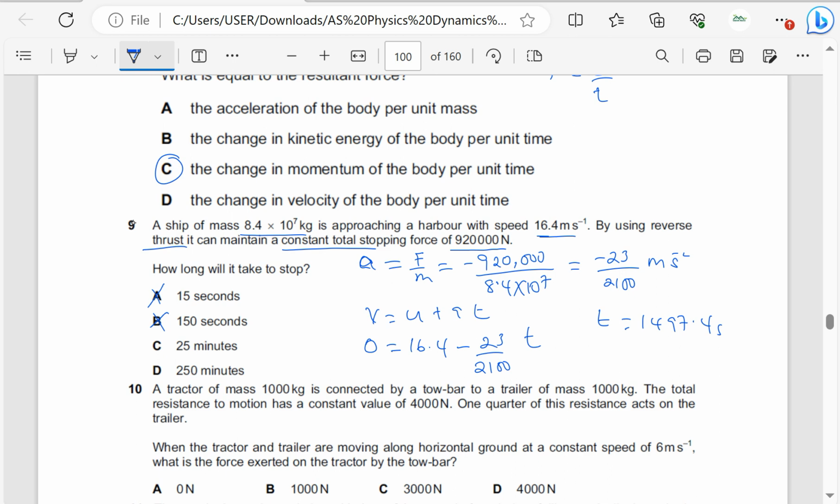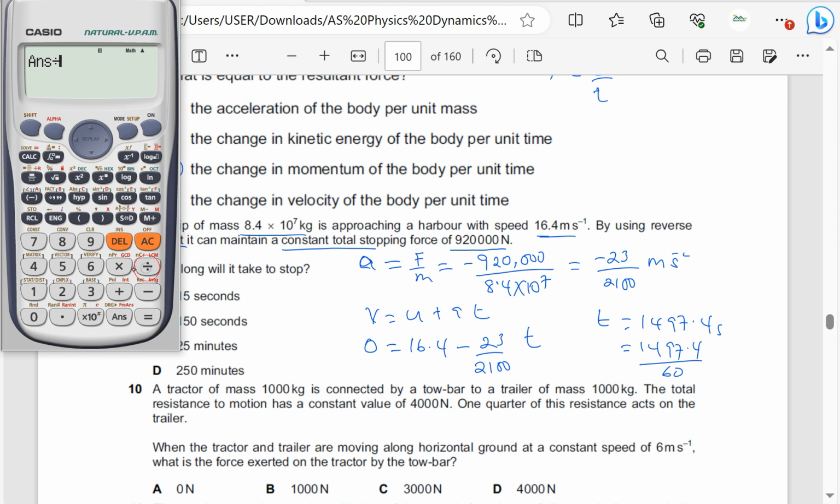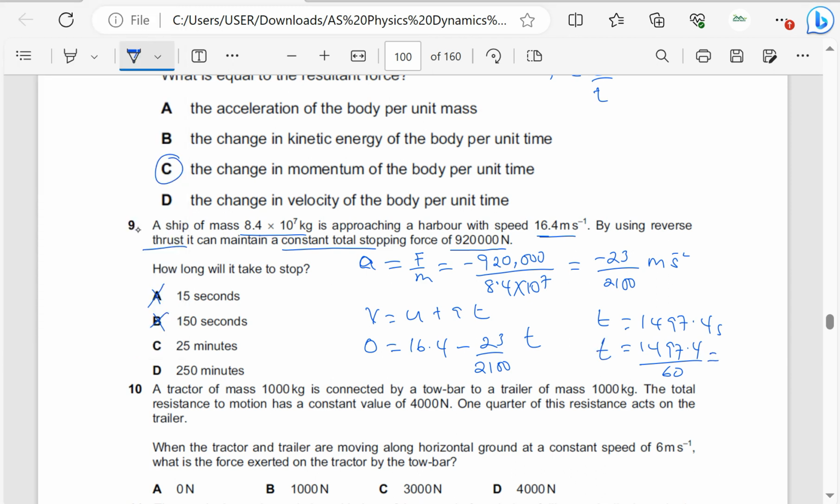We check the minutes. Divide 1497.4 by 60 to change it into minutes. That is 25 minutes. So t is equal to 25 minutes. So the answer is going to be C.